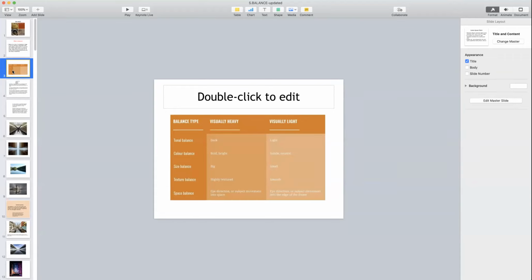Then it says size balance, which means an object could be of bigger size, or of smaller size. Bigger size means visually heavy, and small size means obviously visually light. Texture balance: highly textured something, say for example, the texture of a tree.